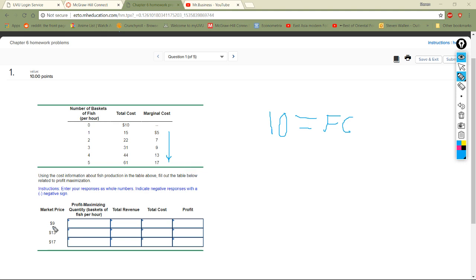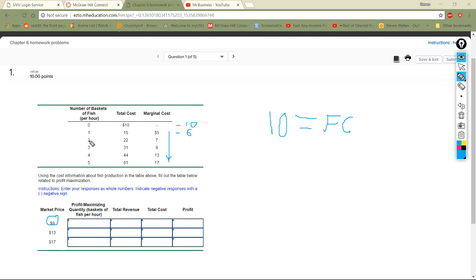So over here, it says market price of $9. So profit maximizing quantity baskets of fish per hour. Well, if $9 is the market price, and I produce 0, and my cost is 10, I get how much money? We're just going to do this out to the side. Minus $10. Okay, we're doing this for the $9 one over here. Okay, $9. Okay. 1. So I get $9. Cost is 15. So 9 minus 15 is what? Minus $6 is my profit there.